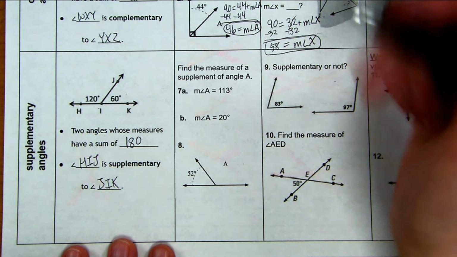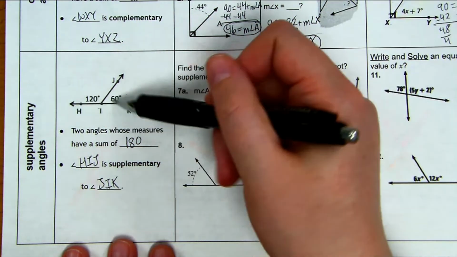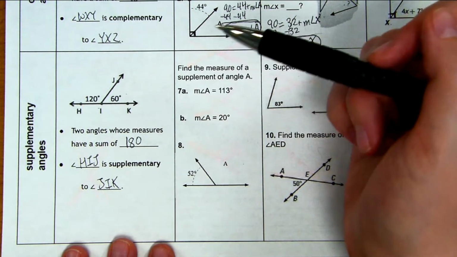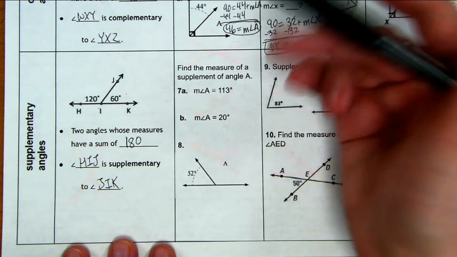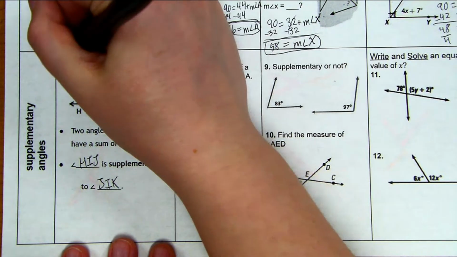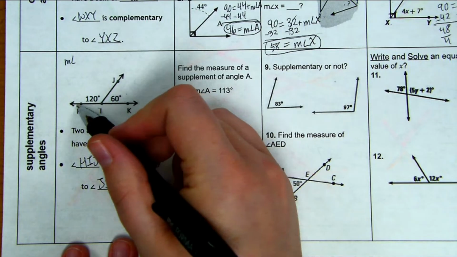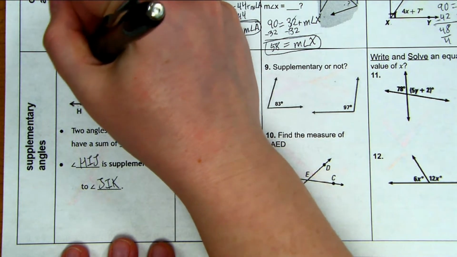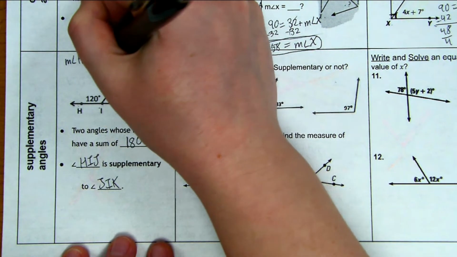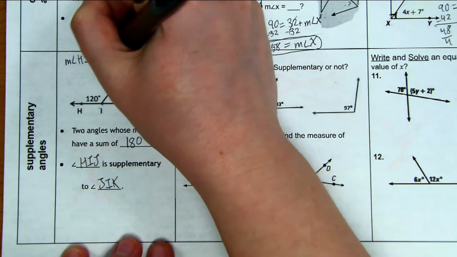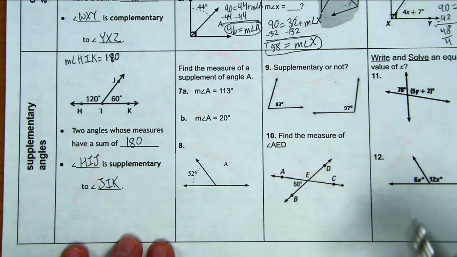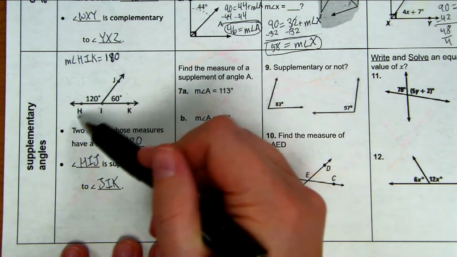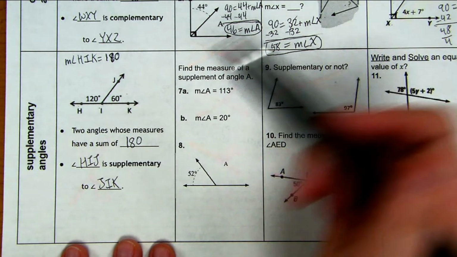Now, something else to keep in mind is that when we have a straight line or a straight angle, that angle is always going to be 180 degrees. So we can say that here the measure of angle HIK, this straight angle, will equal 180 degrees. This is always going to be true when we have a straight line or a straight angle.